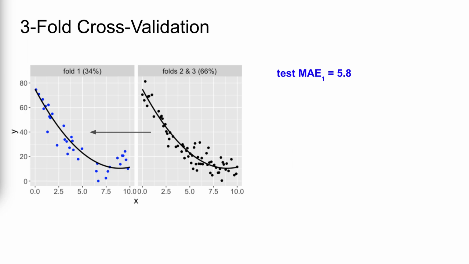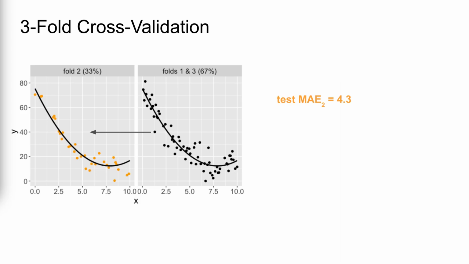From here, the story is the same as before. We build a model using the combined training set, apply it to the test set, and calculate the corresponding prediction error, labeled MAE1 since it corresponds to the testing error of fold 1. In the second step, we hold out fold 2 as the test set, and we combine folds 1 and 3 into a training set. Using that training data, we build a model, apply it to fold 2, our test set, and calculate the resulting prediction error, labeled MAE2.